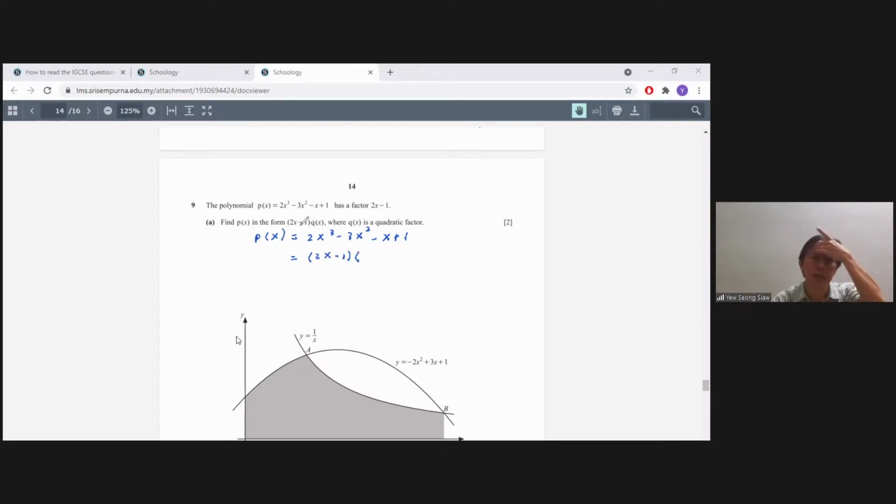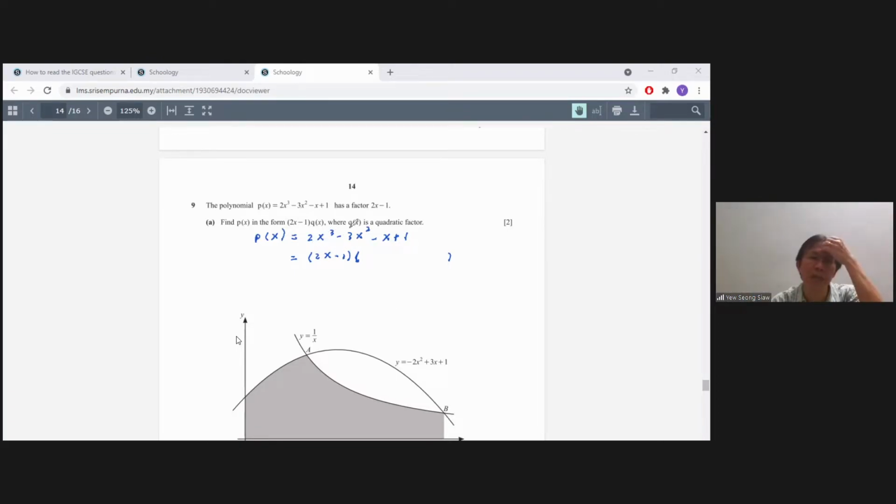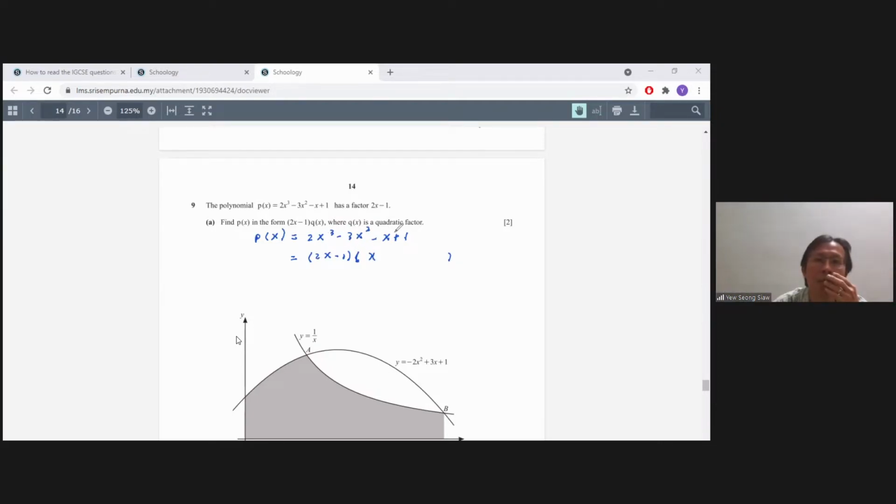The question says 2x minus 1. Then can you find the Q(x)? How to find the Q(x)? There are a few ways to do it. Kaion, usually you use which way? Long division. So you use long division, then you find your answer. Okay, you use your way, I use my way. 2x, this one x squared, so this one is x. 1, this one is 1, so it's negative 1.